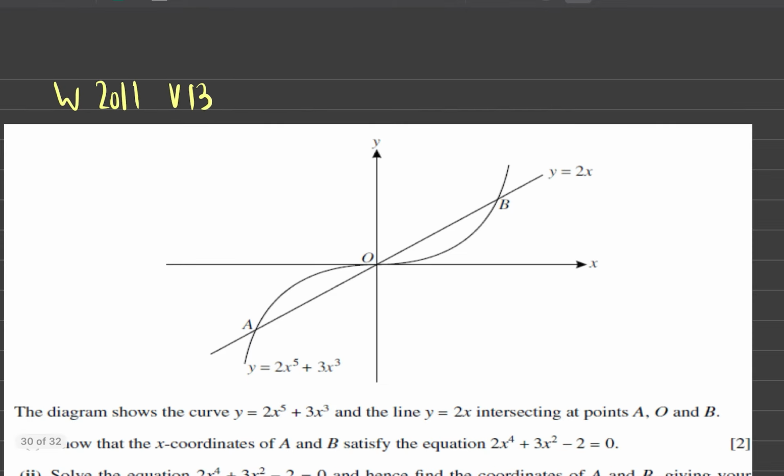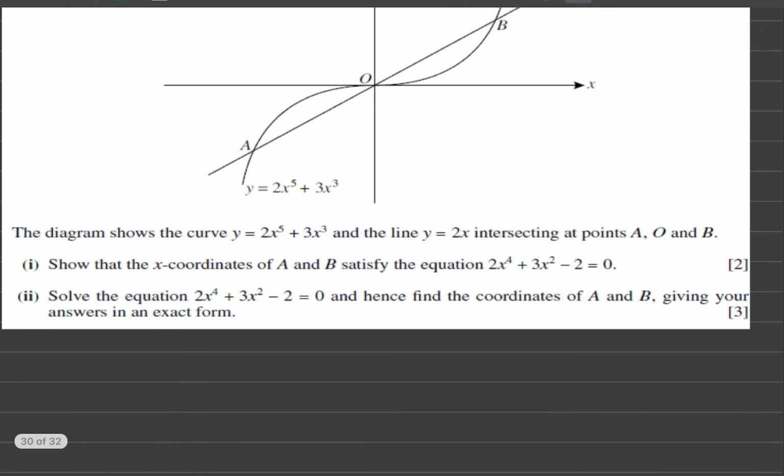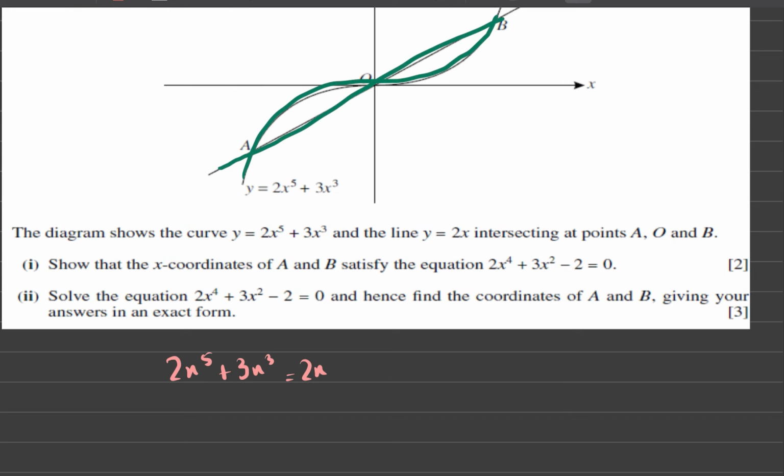Let's practice more. So this is a question given to us. It says show that A and B satisfy the equation. Okay, so I can see that this line and this curve are intersecting at A and B. And what did I tell you about intersection? You equate both of them, substitute it, simultaneously solve. So what I'm going to do is take x common. It's going to become 2x power 4 plus 3x square is equal to 2x.